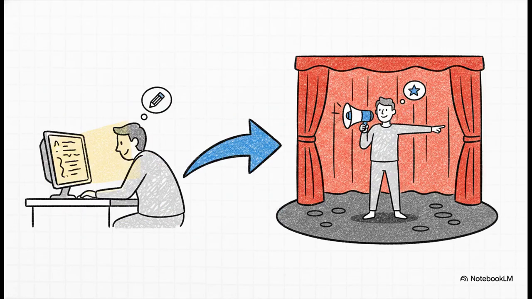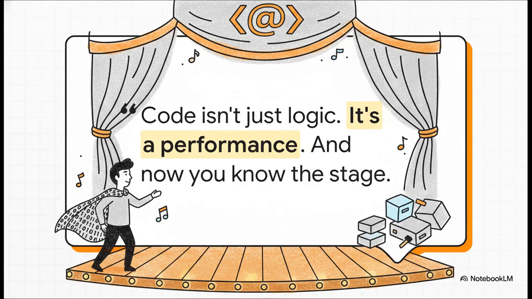So, if there's one thing to take away from all this, it's this. This wasn't just a technical deep dive. It's about changing your perspective. By understanding the stage where your code performs, you go from being just a scriptwriter to being a true director. You get to shape not just what your code does, but how well it does it. Because at the end of the day, code isn't just abstract logic. It's a living, breathing performance with actors and props and a stage. And now you know that stage a little better.